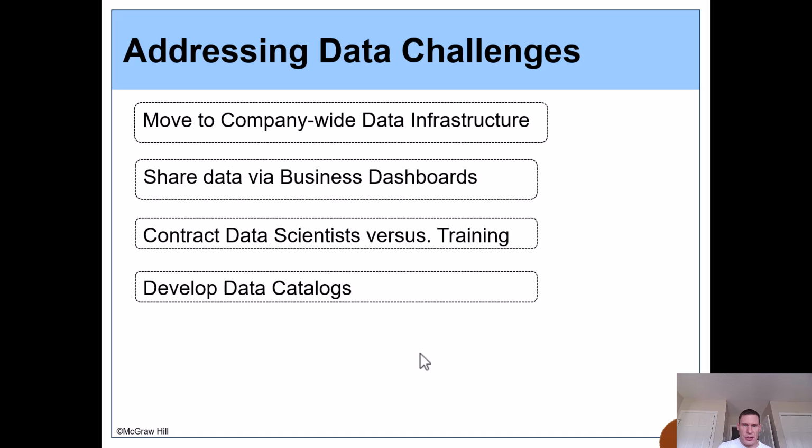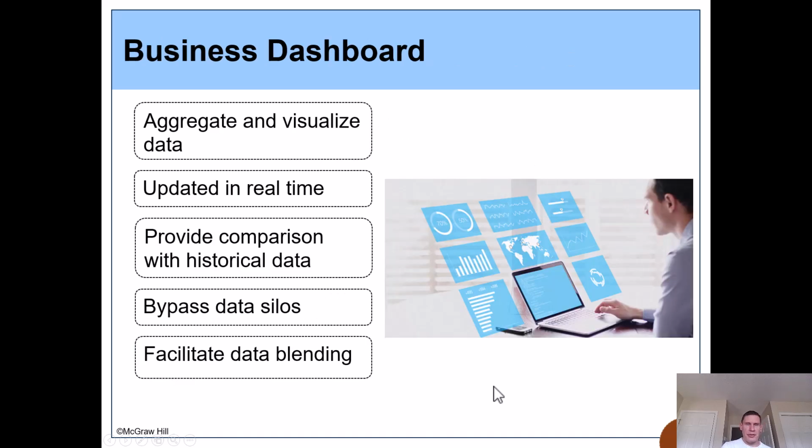So, addressing data challenges: moving to a company-wide data infrastructure. This is where we've seen the likes of ERP, enterprise resource planning systems, and CRM, customer relationship management systems. Certainly dashboards have become a bigger thing. You know the old saying, a picture is worth a thousand words, right? So finding a way to quickly communicate just the essential information, not everything, to key decision makers is of course efficacious, right? It's a good thing, and it's going to help the business.